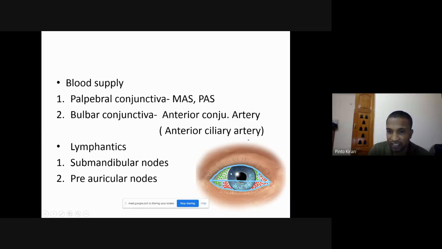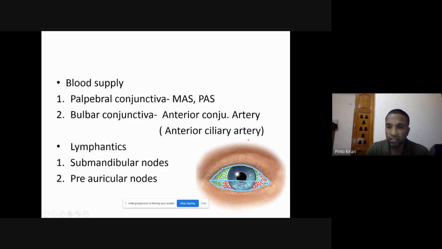You have red dots and you have green dots. I have divided the surface like this: a superior half and an inferior half. The superior half is divided into medial 1/3 and lateral 2/3. Similarly, the inferior half is divided into medial 2/3 and lateral 1/3. The superior 1/3 and the inferior 2/3 drain into the submandibular nodes.